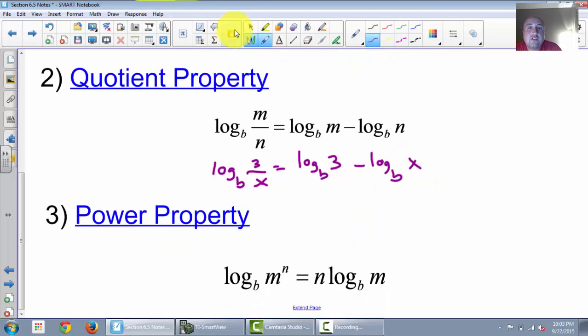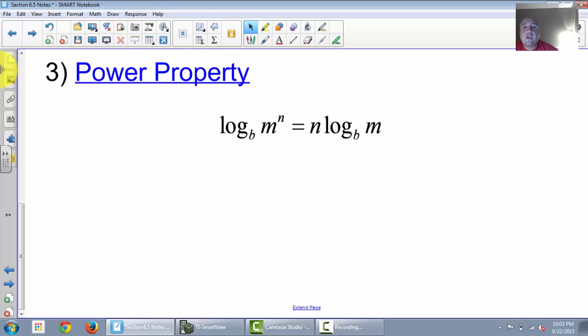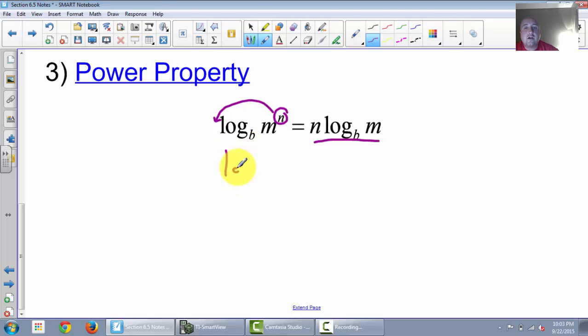And then the last of these properties is the third one here, and it's called the power property. It says if you have some log and then some exponent, so m to the n power, the property says you can take this exponent and move it to the front and multiply. So hence n times log base b of m. So let's say we have log base b of 3 to the x power. This x can go to the front, so you could rewrite it as x times log base b of 3. The exponent goes to the front.